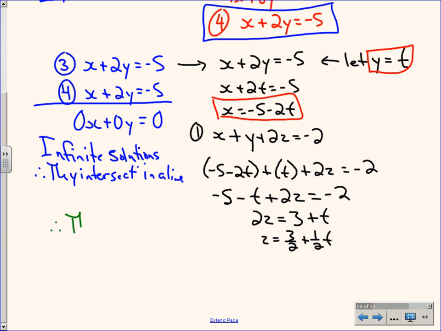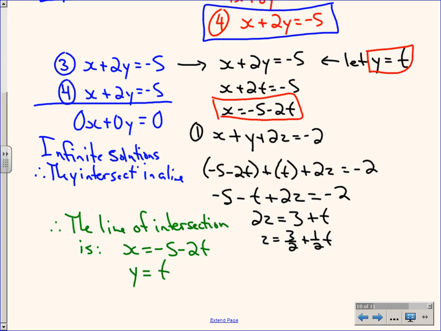Therefore, the line of intersection is x was equal to, where did it go? Minus 5, minus 2t. Y was equal to just t, that was only a letter parameter, and z is 3 over 2. So we've got a line of intersection. It's got a point and a direction vector. That's what we needed.